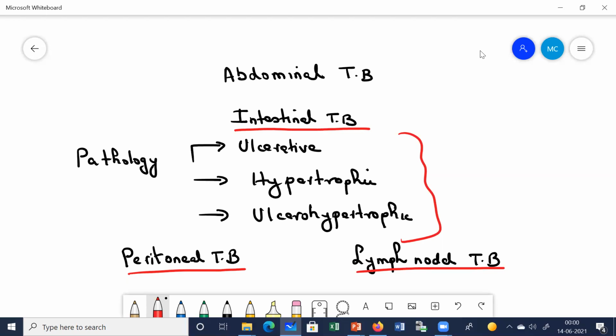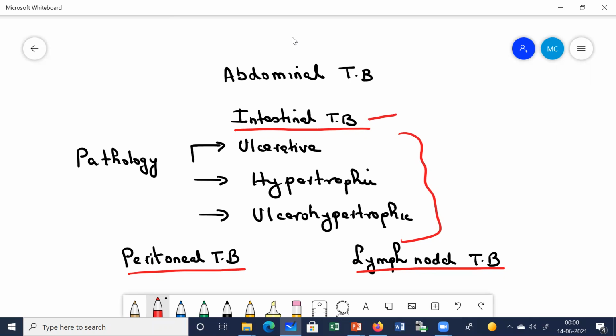So what do you understand by abdominal tuberculosis? As I told you, it indicates the tubercular involvement of the gut, the intestine, the lymph nodes, and the peritoneum. Either it can be an individual involvement, like only the intestine is involved, or it can be in combination. Clear? So let us first talk about intestinal tuberculosis.